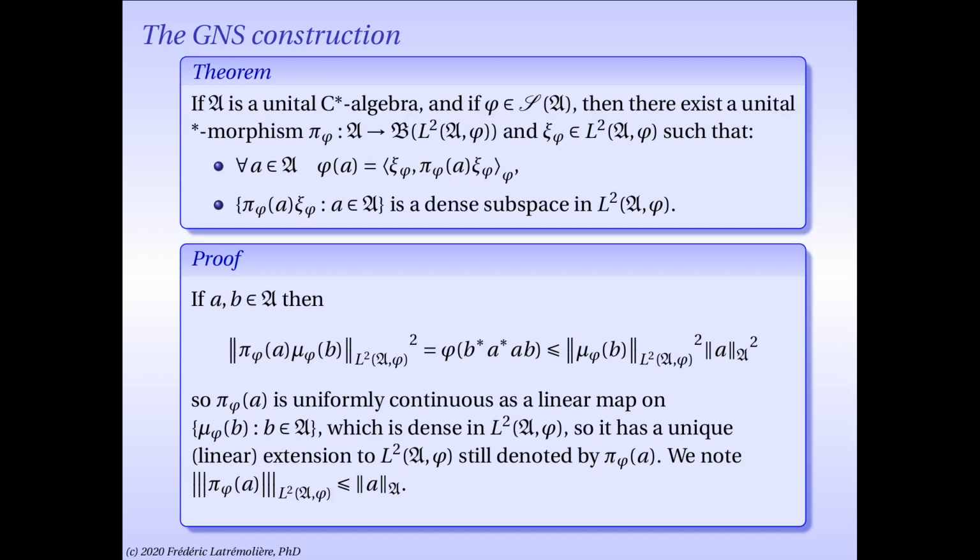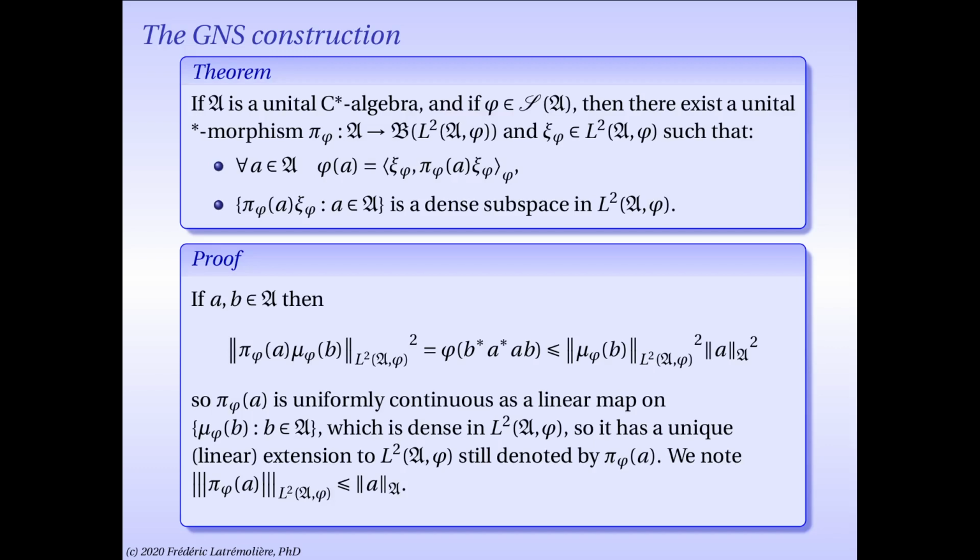So you get this inequality, which tells me that, practically speaking, pi sub phi of A as an operator on the quotient of A by this left ideal I sub phi, but for the inner product, that operator has, in fact, norm no more than the norm of A. So in particular, it's uniformly continuous. It's a continuous linear map on a normed space, so it's uniformly continuous, and thus it has a unique extension to all of L2. I'm going to still denote that extension pi of A, and that follows from the fact that the set of vectors mu sub phi of B for B ranging over your C-star algebra is dense in L2.